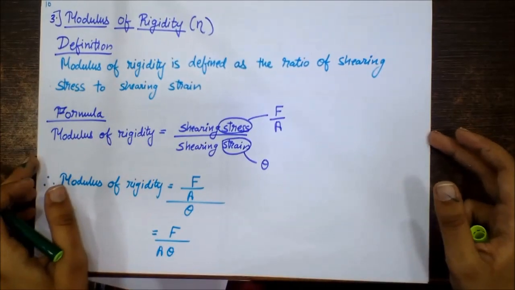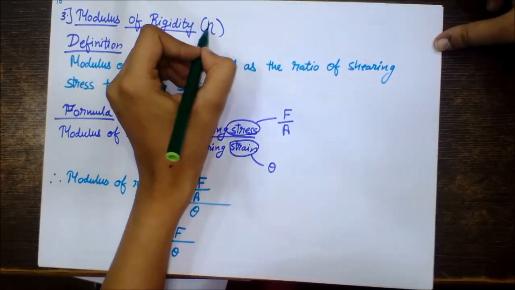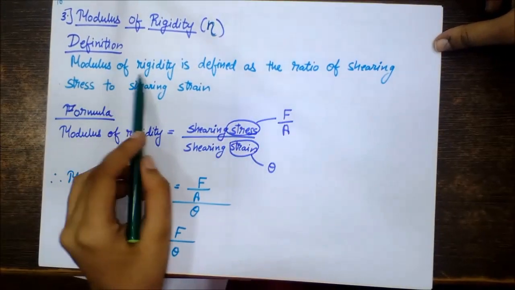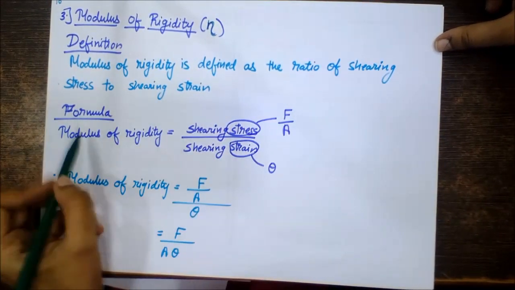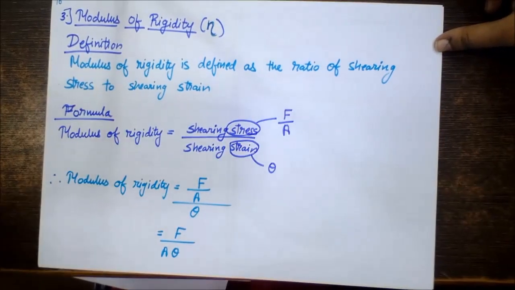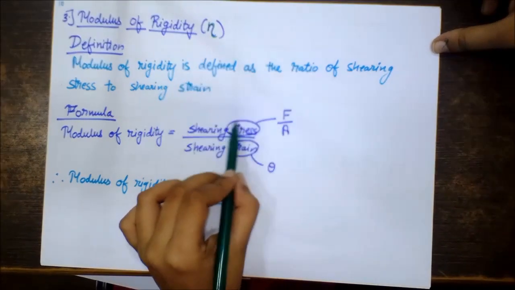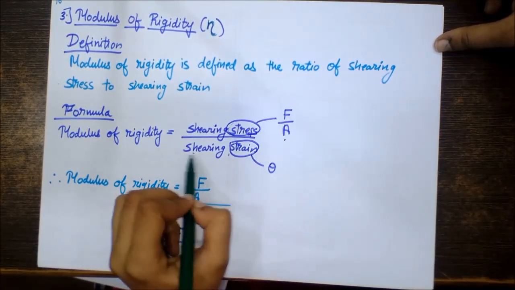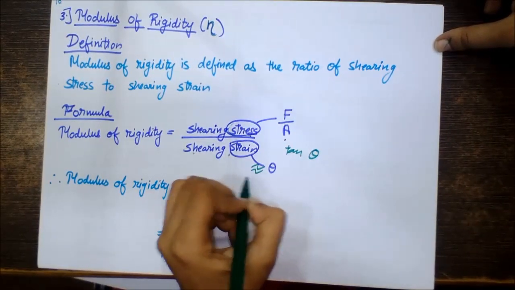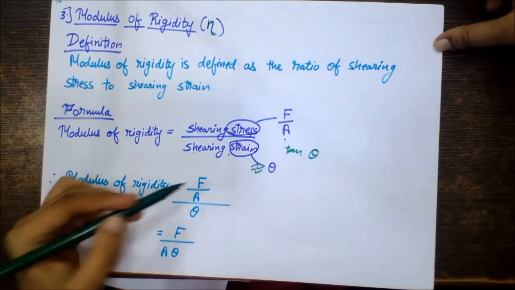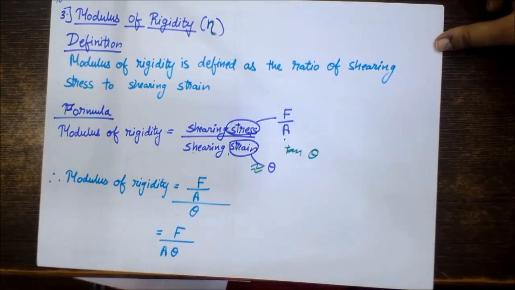Moving on to the last elastic modulus, that is modulus of rigidity, given by eta. Definition: modulus of rigidity is defined as the ratio of shearing stress to shearing strain. Again, simply the mathematical formula: modulus of rigidity is shearing stress upon shearing strain. We had found out shearing stress to be F by A, and shearing strain was tan theta, which was approximately equal to theta. Therefore, we will just write down theta. So this is F upon A theta.